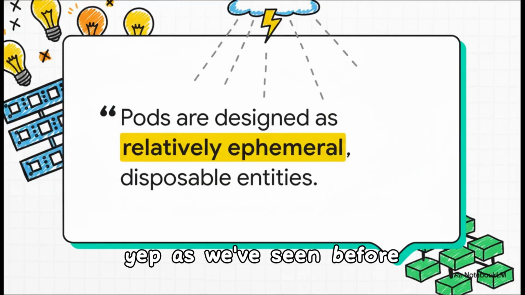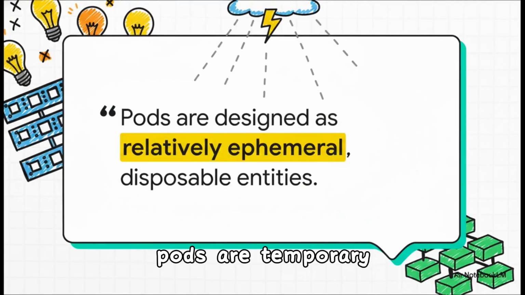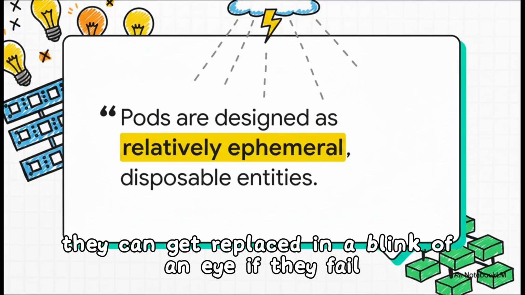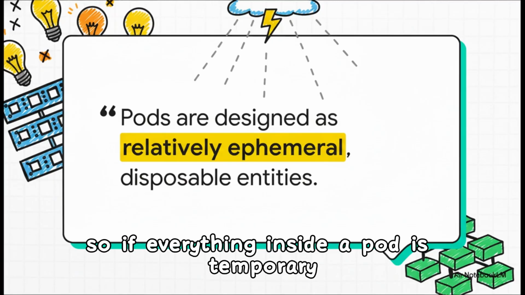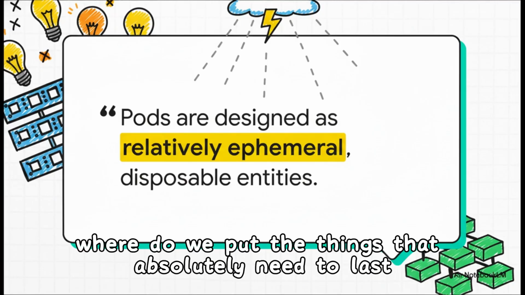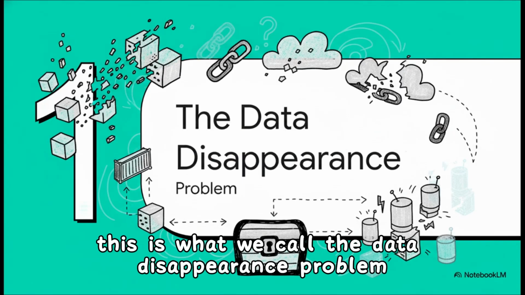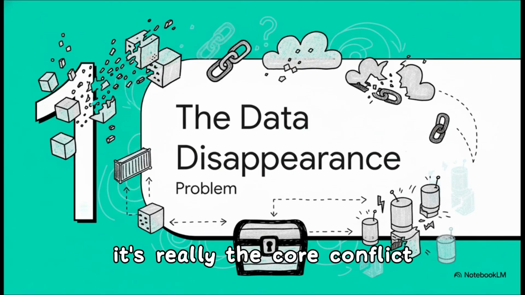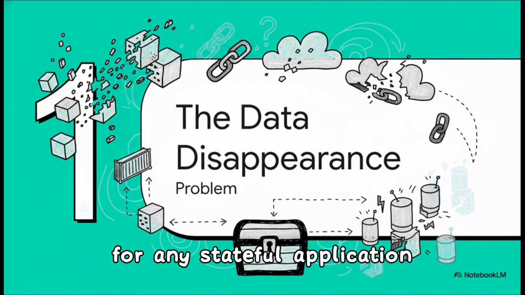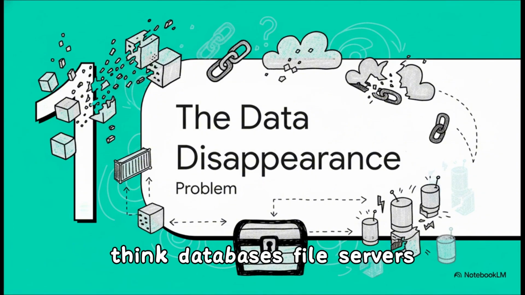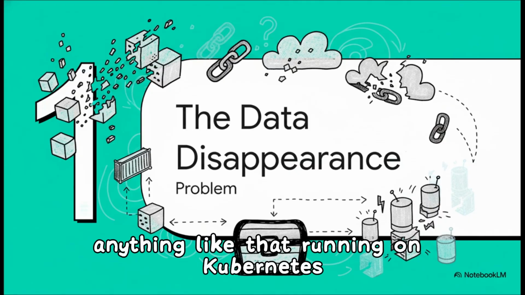Yep, as we've seen before, pods are temporary. They can get replaced in a blink of an eye if they fail or when you do an update. So, if everything inside a pod is temporary, where do we put the things that absolutely need to last? This is what we call the data disappearance problem. It's really the core conflict for any stateful application. Think databases, file servers, anything like that, running on Kubernetes.